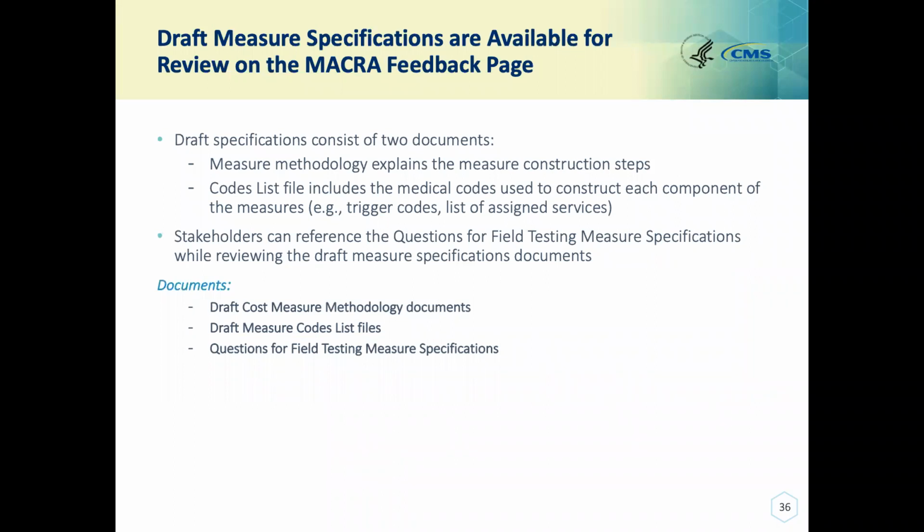In addition, we've posted draft measure specifications on the MACRA feedback page. This includes measure methodology, which explains the measure construction, and the codes list, which details the medical codes used to construct each element of the measure. Elements include triggers, subgroups, attributable specialties, assigned services, risk adjusters, and exclusions. We also have a document that lists a set of questions for each measure intended to provide a starting point for reviewing when you're thinking about the specifications. However, you can provide feedback on any aspect of the measures. Next slide, please.